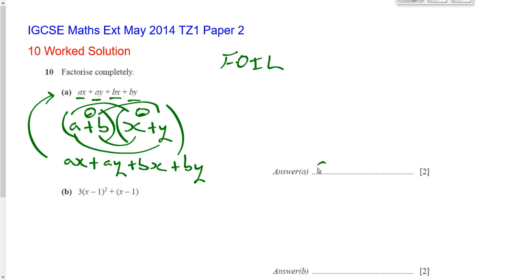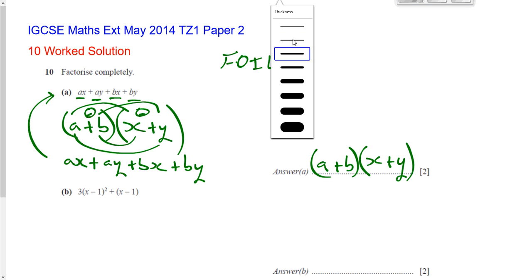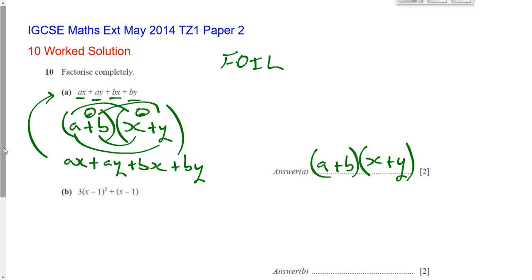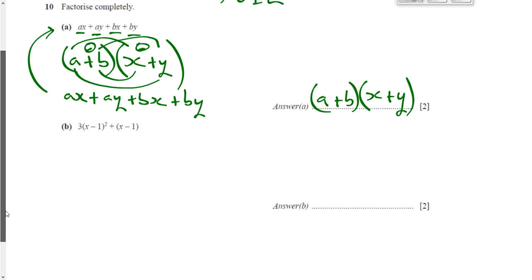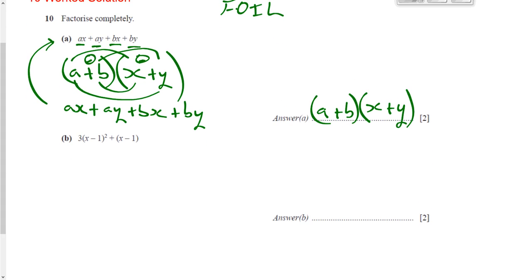So the answer is A plus B, multiplied by X plus Y. The next one we have here is a little bit more difficult. Let's go with blue flavour for this one. And we need to factorise this expression here.